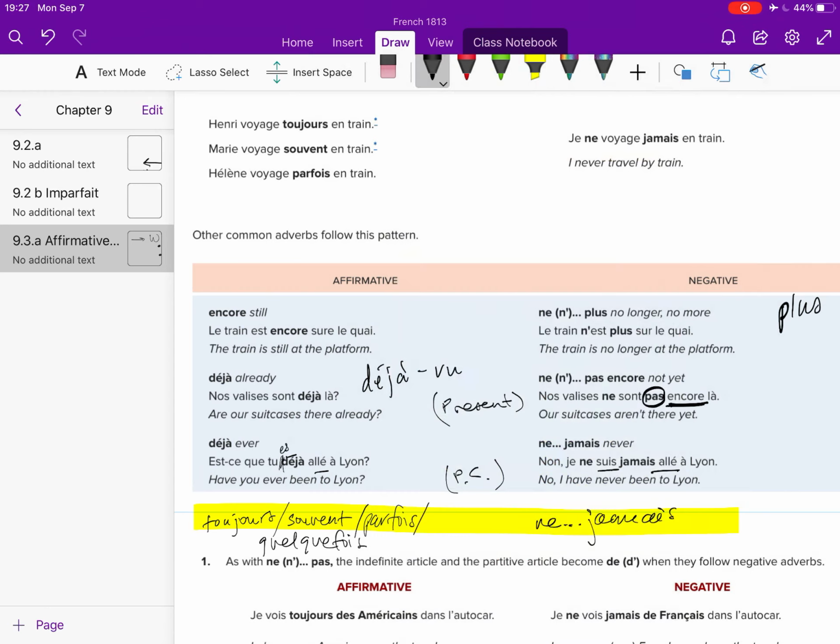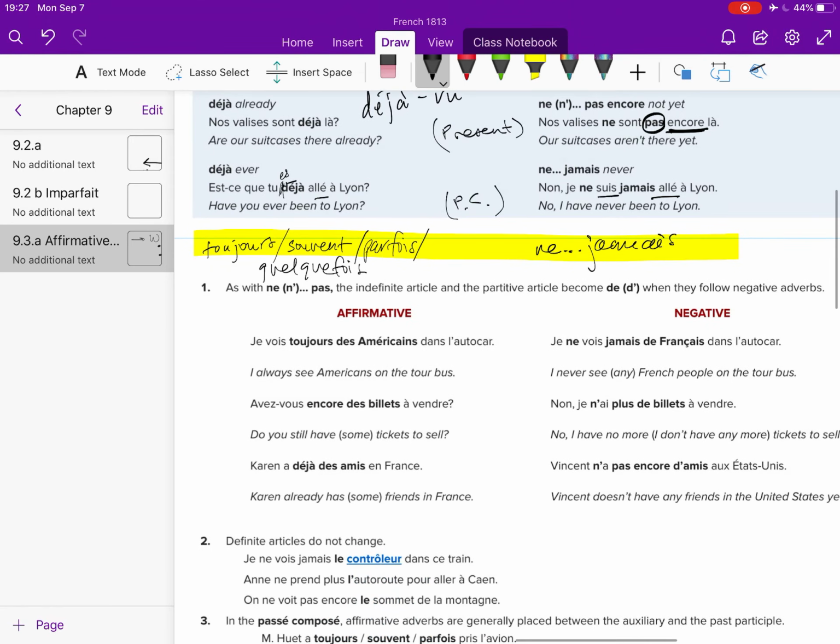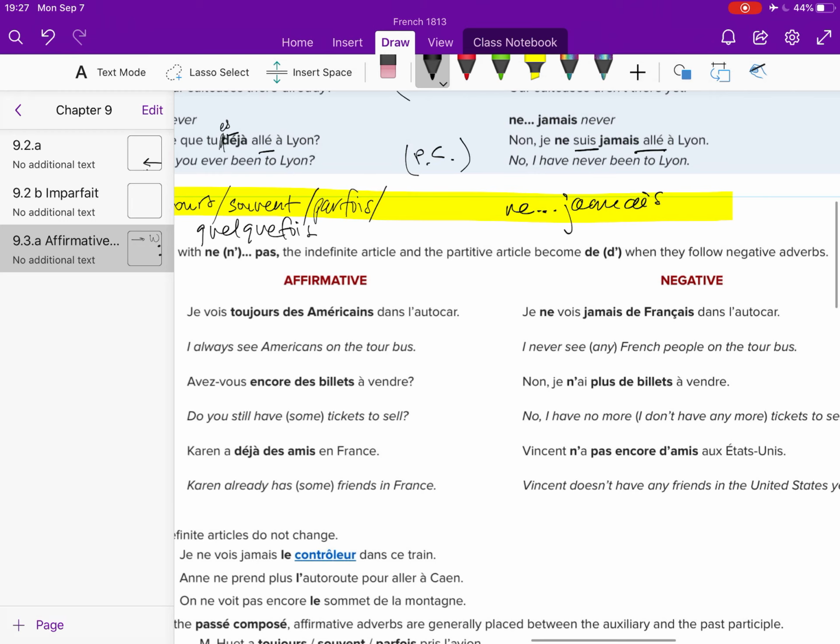The way that the de works with these, namely with your articles, namely un, une, des, du, de la, de l', changing to de, indeed works the same way, okay? So here's some examples here of affirmative and negative and that article becoming de. Je vois toujours des Américains dans l'autocar. So here I am with that first example. Okay, right here. Je vois toujours des Américains dans l'autocar. I always see Americans on the tour bus.